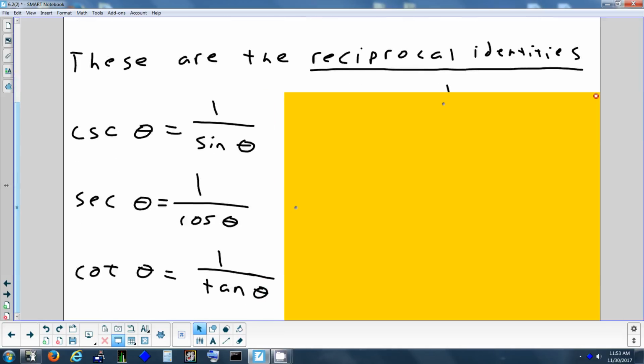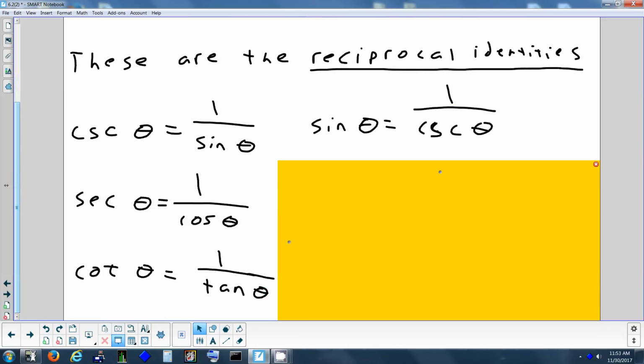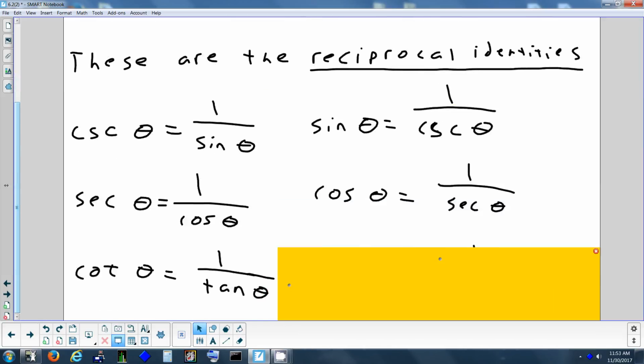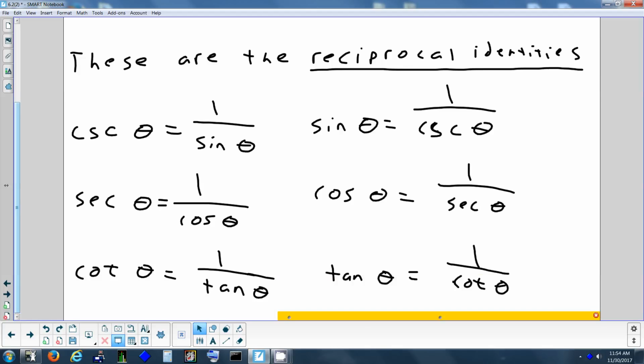So if you flip sine and get cosecant, what do you think you would get if you take the cosecant and flip it again? Sine. It would go back to what it was before. If you flip cosecant, you get sine. What if you take the secant and flip it again? Cosine. And if you take the cotangent and flip it again, it would go back to tangent.